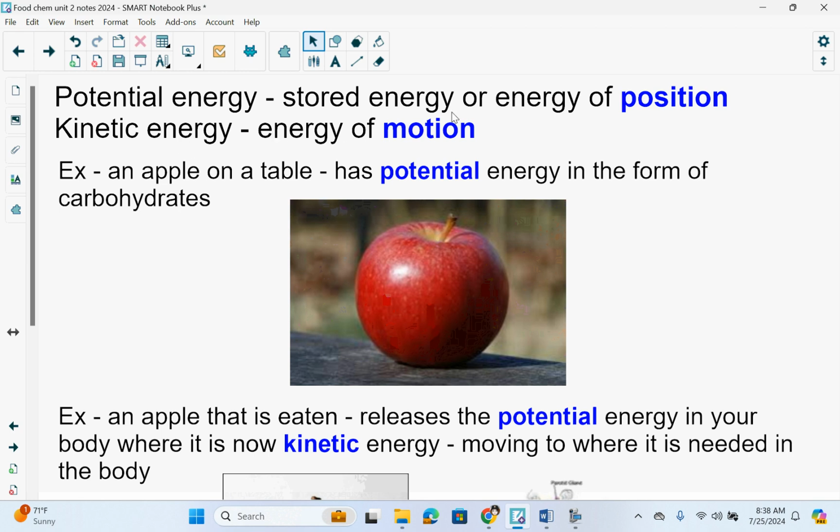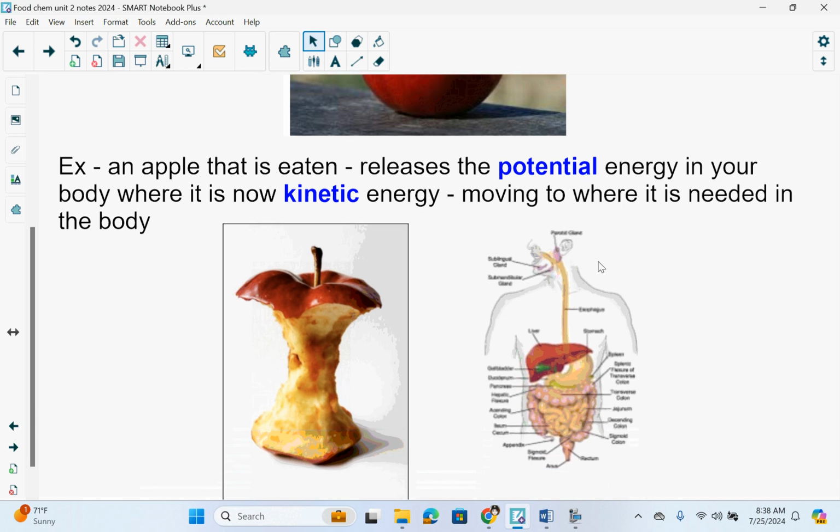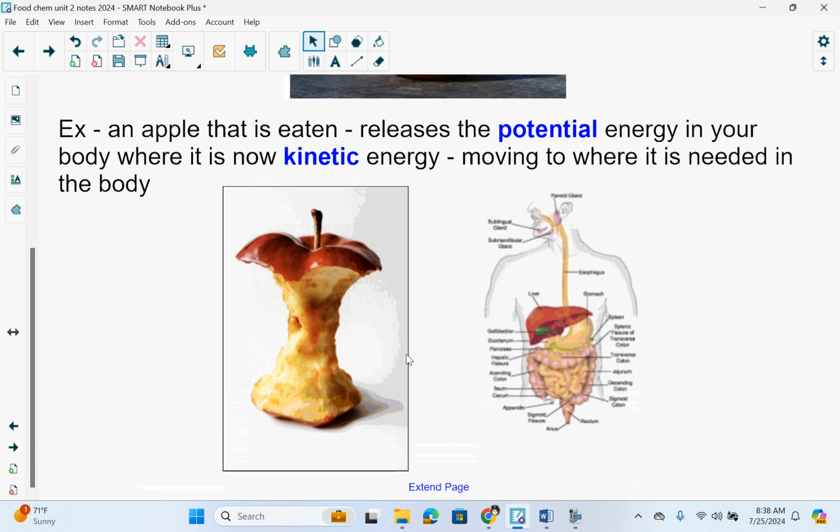Kinetic energy is energy of motion. So an apple that is eaten releases the potential energy in your body where it is now kinetic because it's moving to where it is needed in the body.